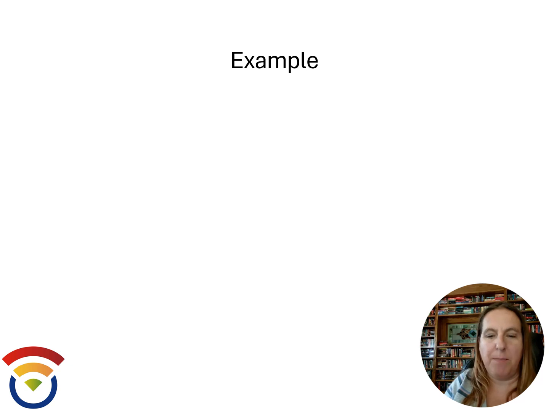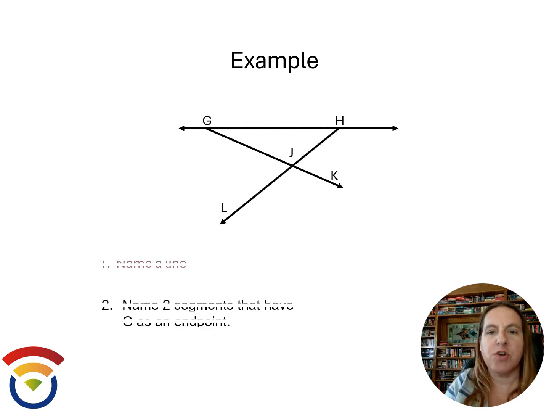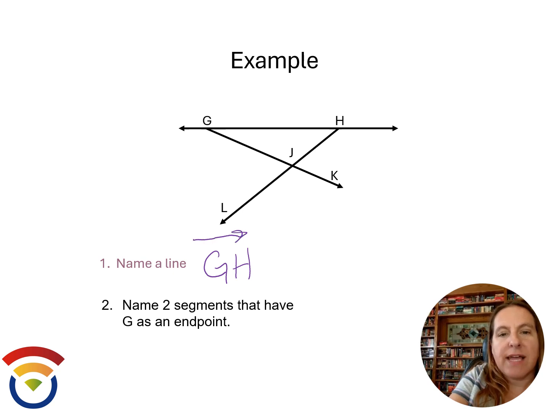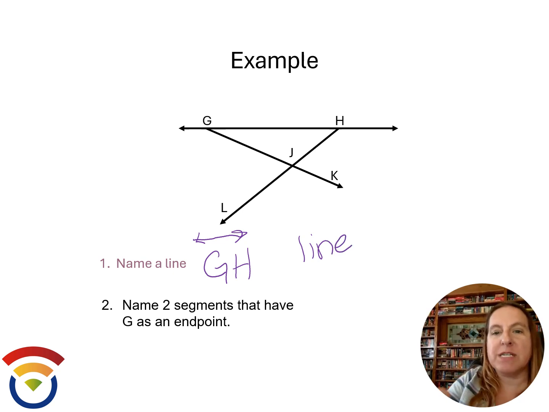Let's try a couple examples. I'm going to use this drawing. And the first thing I want to do is name a line. So I have a line across the top. I can see there's arrows that go in both directions. So my line is GH. I can use that symbol above it, or I could simply write out the word line in front. Now remember, the order doesn't matter. So I could also call that line HG.